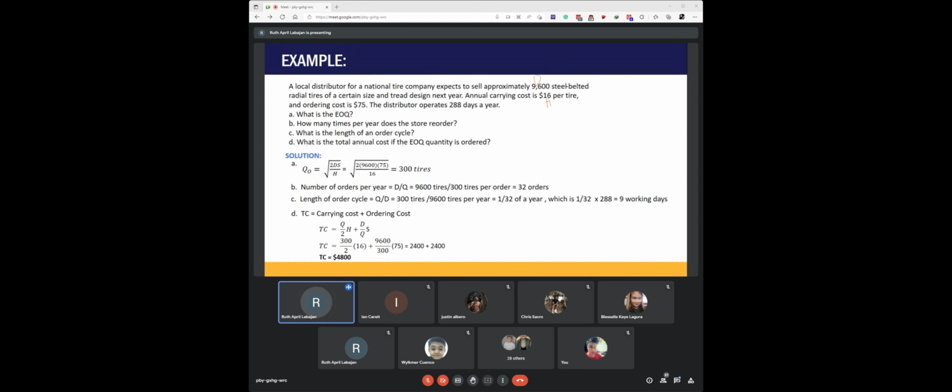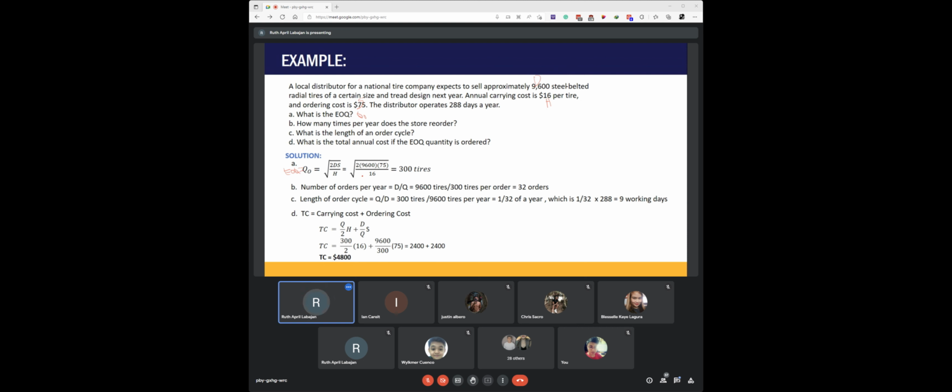And the ordering cost is $75. So this is your S. Okay? And the distributor operates 288 days a year. So the first question is, what is the EOQ? Or the economic order quantity? Sometimes EOQ can also be your Q sub O, your optimal order.